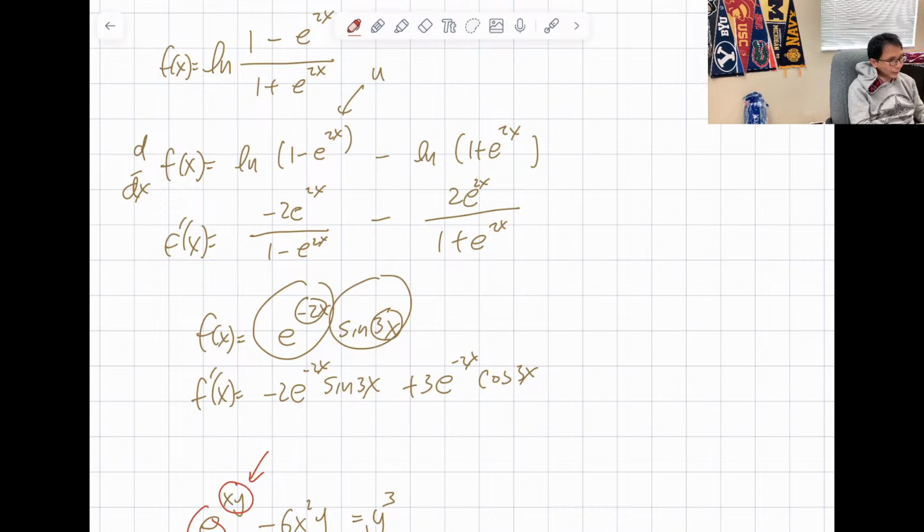There was a product. So you're going to take a derivative of this part first, which is negative 2 e^(-2x). Keep the sine of 3x alone. Now you're going to do e^(2x), take a derivative, sine of 3x with cosine of 3x. Oh, but that's where that 3 came from. Oh, there's a derivative of 3.